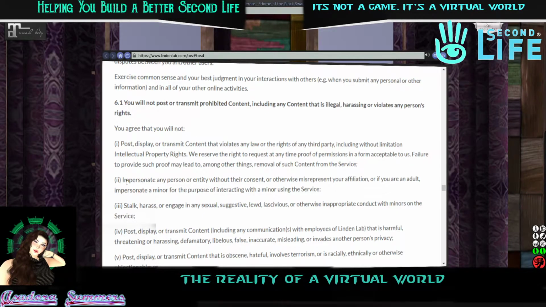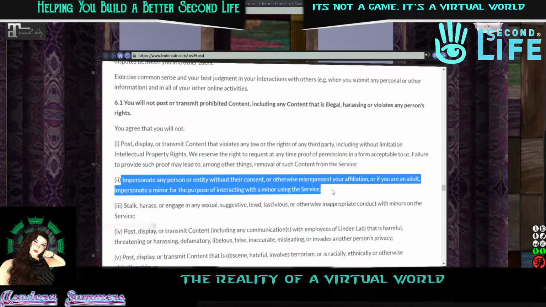You agree that you will not impersonate any person or entity without their consent or otherwise misrepresent your affiliation, or if you're an adult, impersonate a minor for the purpose of interacting with a minor using the service. This is pretty clear cut. I don't think I have to explain this, but yeah, don't.